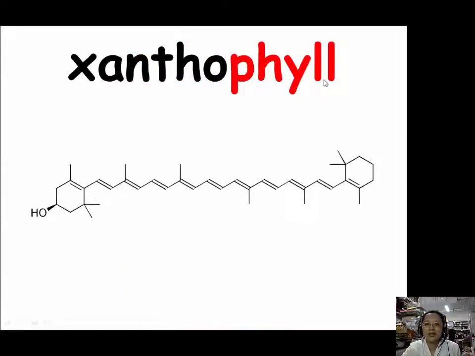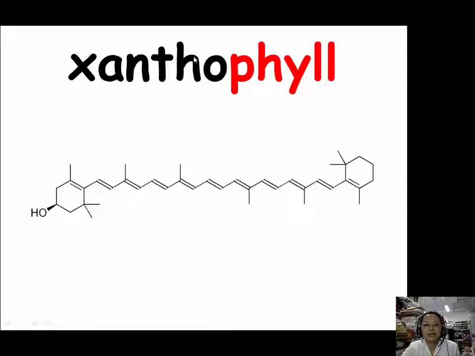And for the suffix phyll, P-H-Y-L-L, our example is xanthophyll. Xanthophyll, the structure of xanthophyll is shown in this PowerPoint, and it is any of various hydroxy, carbonyl, or carboxylic acid derivatives of carotene.